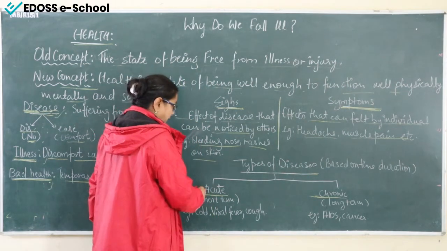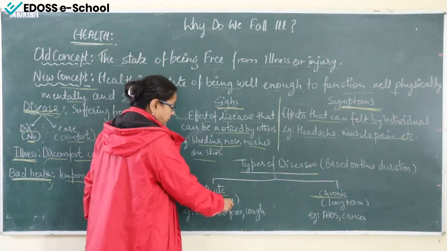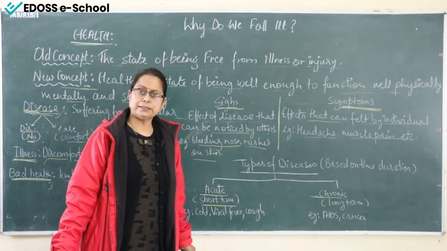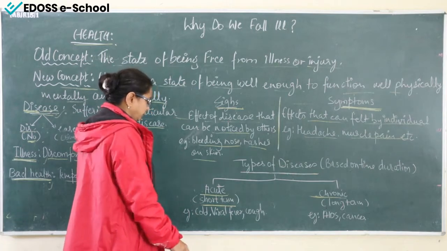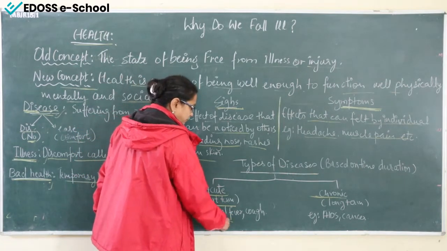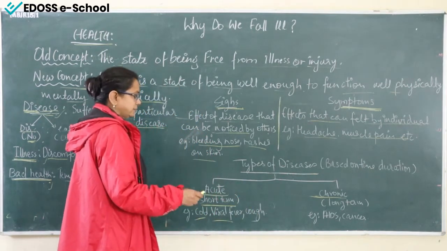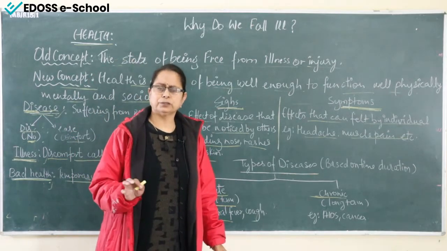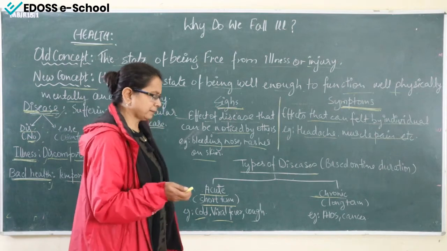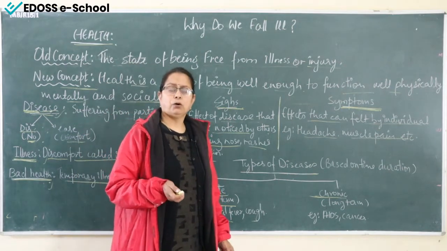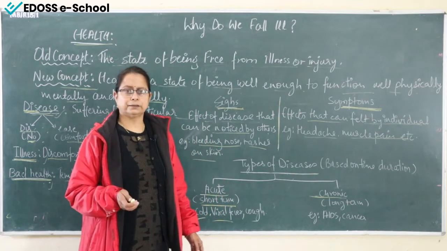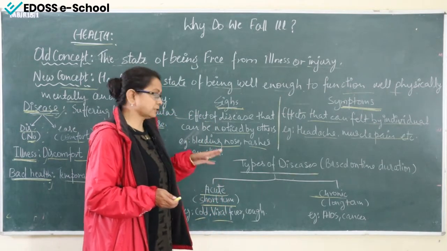Acute diseases are the diseases that stay for a short time. Your short-term diseases are called acute diseases. For example, cold, viral fever, cough, that remain for 3-4 days or a week maximum, not more than that. And once you take proper bed rest, or you take medicine, you will be as normal as you were earlier. So, acute diseases are the short-term diseases.